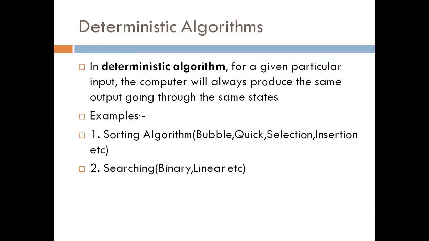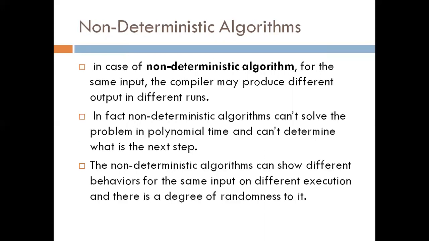Now we'll see what a deterministic algorithm and a non-deterministic algorithm are. In a deterministic algorithm, for a given particular input, the computer will always produce the same output going through the same steps. Examples: sorting algorithms like bubble sort, quick sort, selection sort, insertion sort, etc., and searching, that is binary, linear, etc. In a non-deterministic algorithm, for the same input, the compiler may produce a different output in a different run. That is nothing but a non-deterministic algorithm.